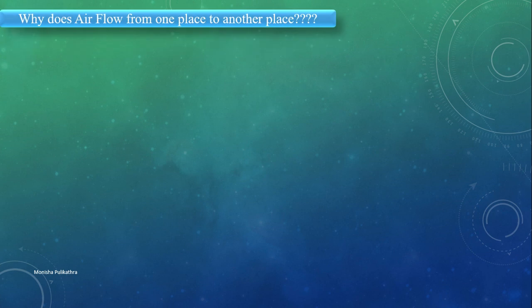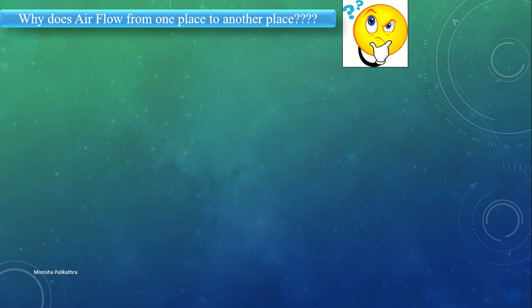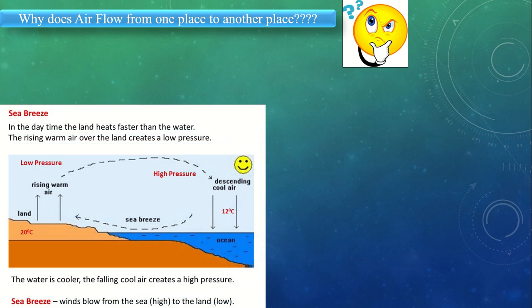First, you need to know why air flows from one place to another. Just think for a while. No? Let me explain. Because of difference in temperature and pressure, increased temperature expands air and lower temperature cools the air, thus creating places of different pressure. Air always moves from higher pressure region to lower pressure region. This is how air flows from one place to another place.